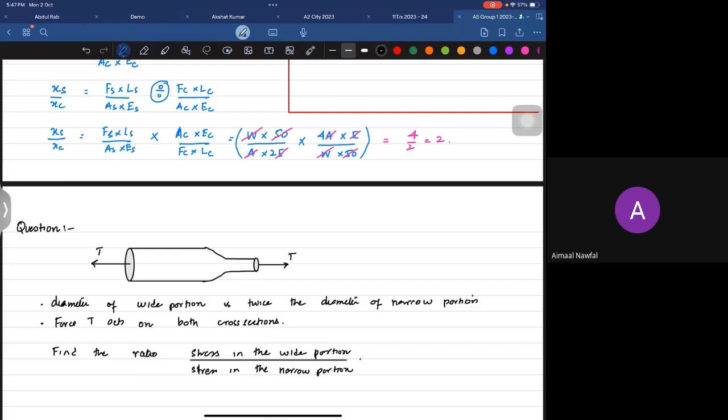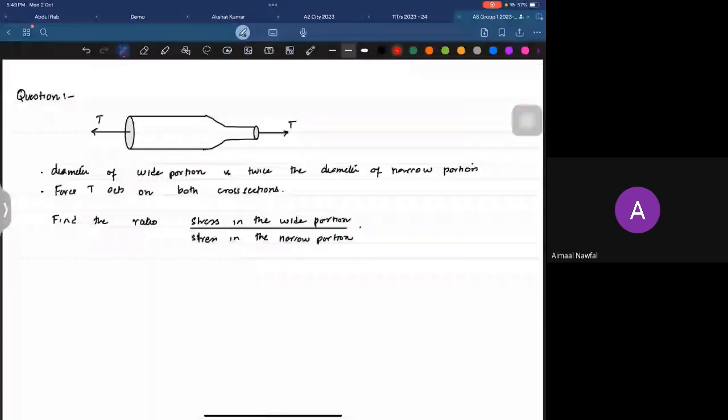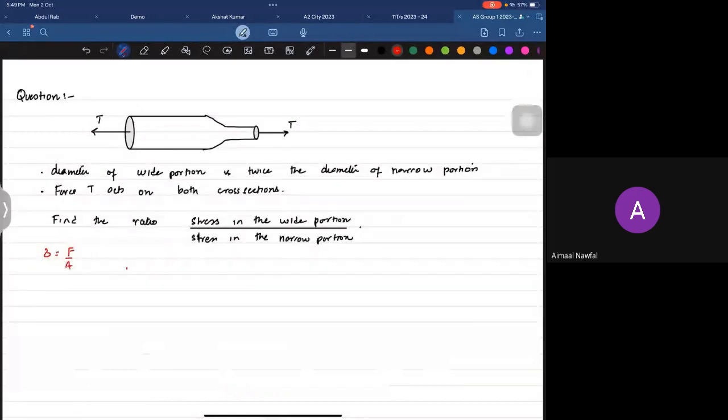All you need to do is write, because you need stress, so you just need force and area. If I were you, I would write force, I would write area, and I have diameter as well, so I'll write diameter. And then I'm going to write what two things I'm looking for: wide and narrow. Now I know the diameter of wide is two times the diameter of narrow. So that means that the area of wide will be four times, because area is the square of whatever the diameter is. Do you guys understand that?